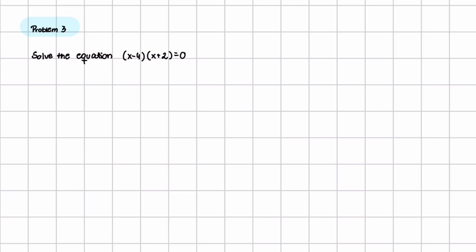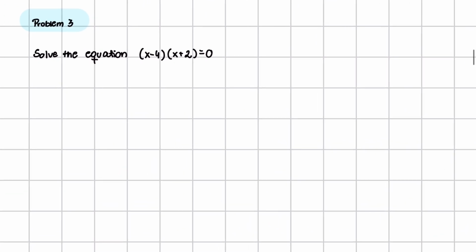Now we have problem number 3, solve the equation. I know that you can solve it simply on your GDC in solver, but you can solve it faster on your own when you know the whole concept. Because you see that we have two brackets, and between them there is multiplication. And the answer is 0. Two brackets multiplied by each other have to be equal to 0, and we know that any number multiplied by 0 is just 0.